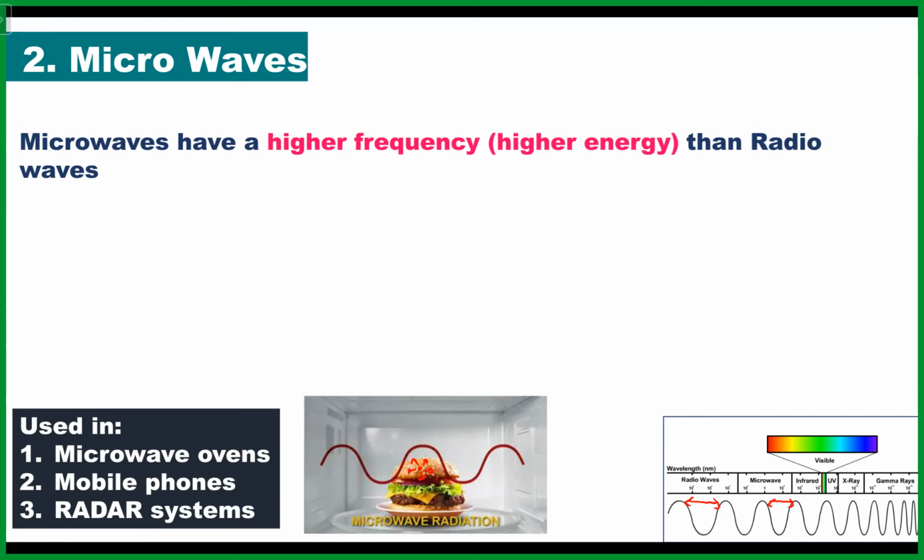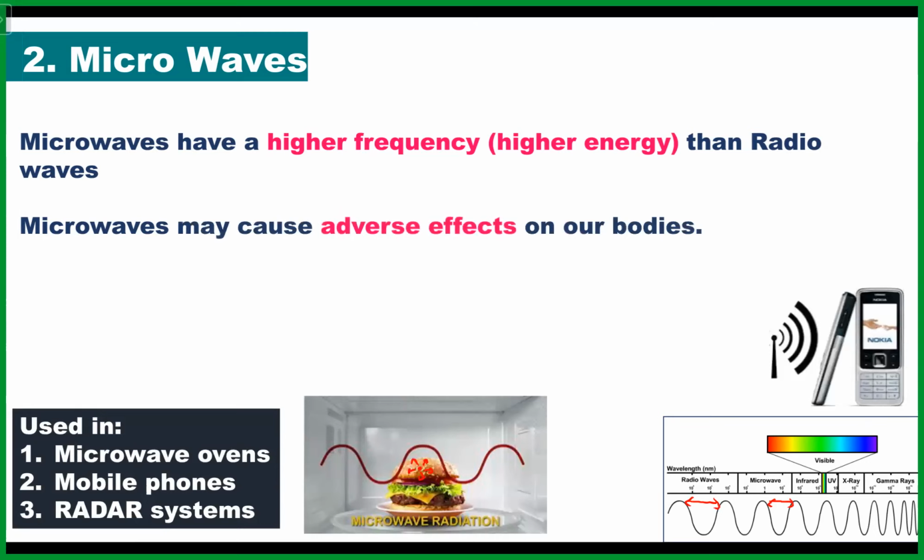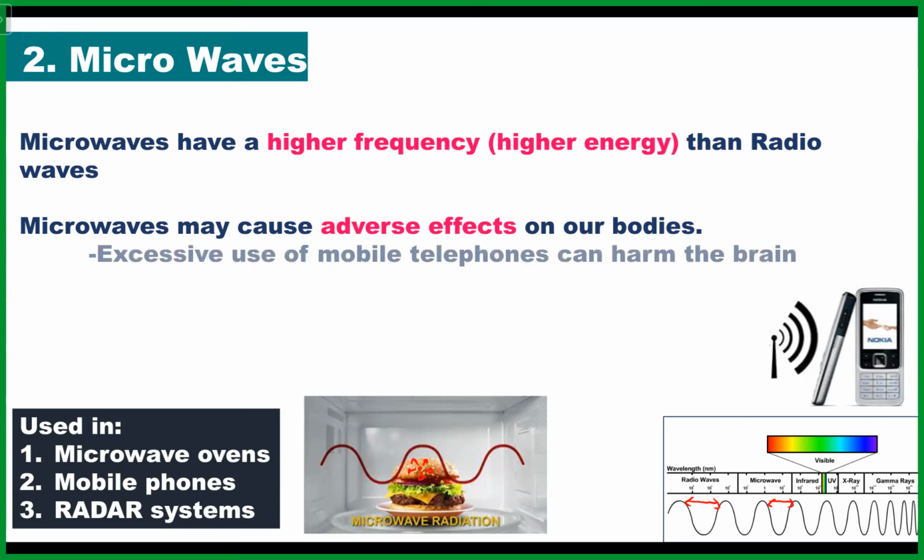But another use of microwaves is that microwaves too are used in long distance communication. So microwaves are made use of in mobile phones and in radar systems. So microwaves have many useful applications. So we have made use of these microwaves in the microwave ovens and in mobile phones and radar systems. But microwaves could also have adverse effects on our bodies. So overexposure to these microwaves could cause certain adverse effects on our bodies.